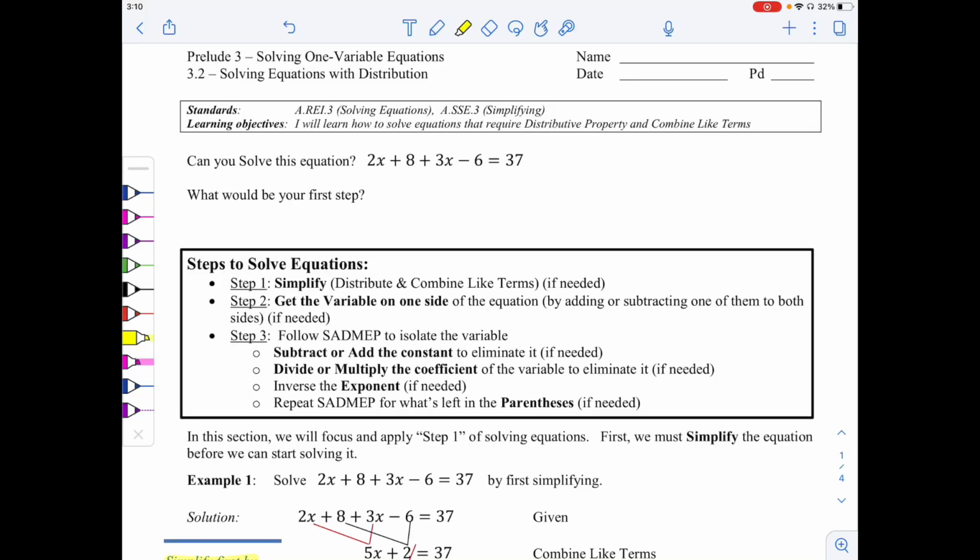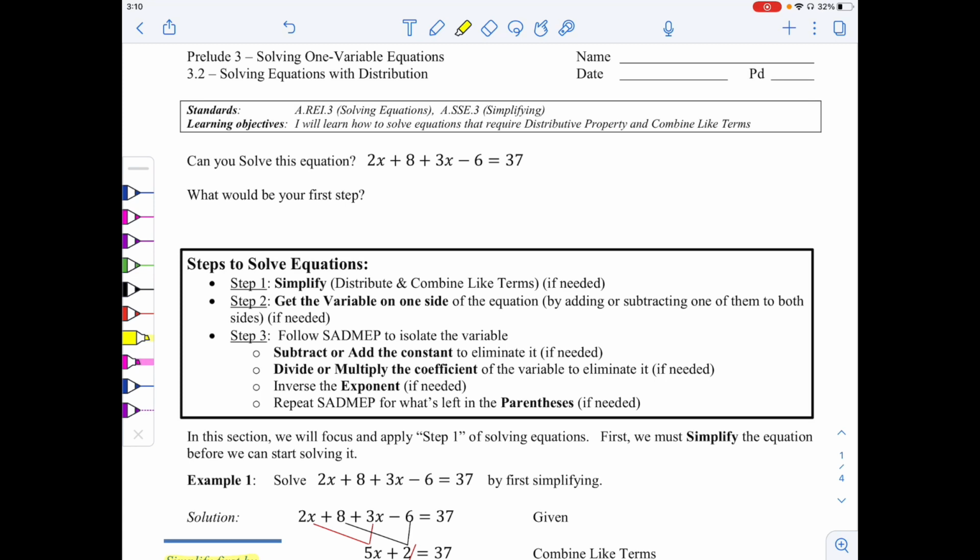This is section 3.2, solving equations with distribution. We're going to add a little bit to what we did last time, which is solving two-step equations. We're just going to add that we have to simplify first and then solve. It's the same process that we're solving. We're just simplifying and then solving. So we're adding two things that we know how to do.